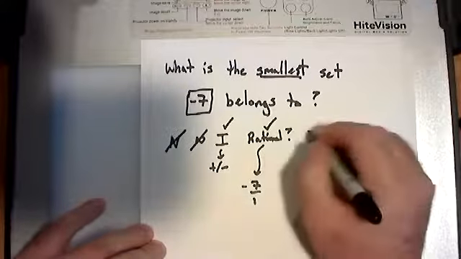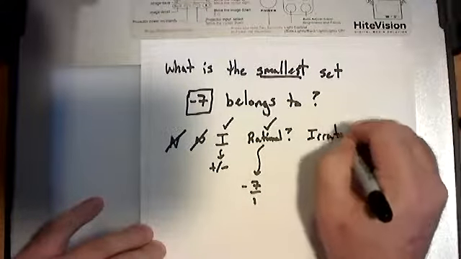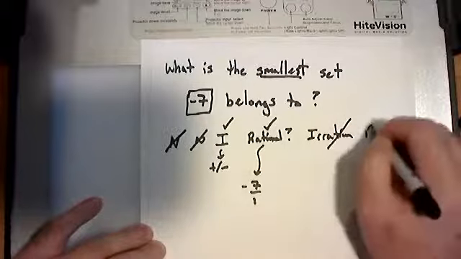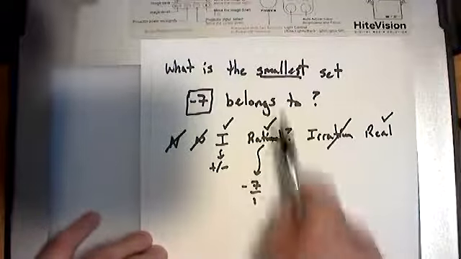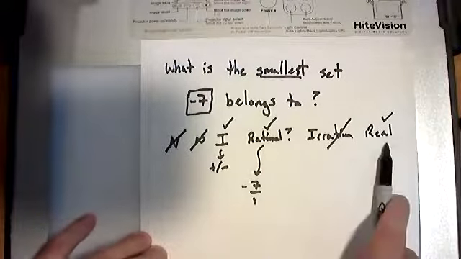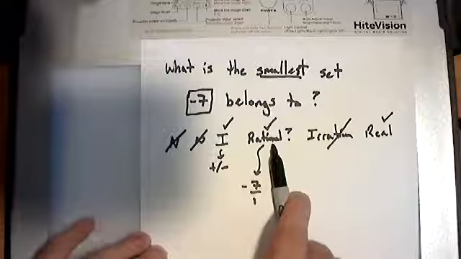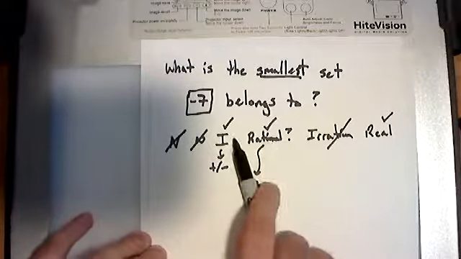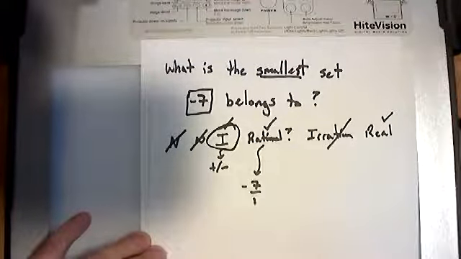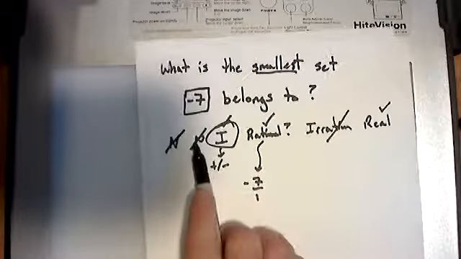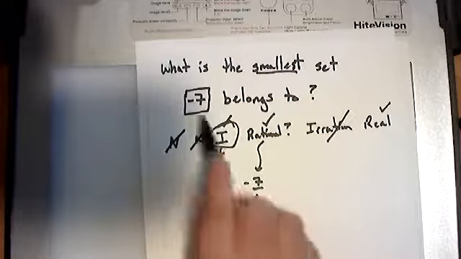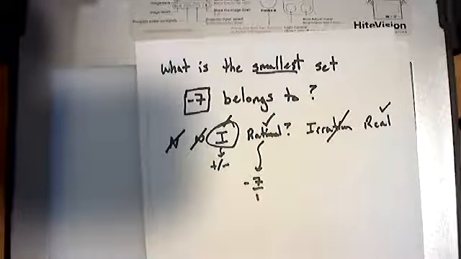If it's rational, it cannot be irrational. So that's out. And is it real? Well, yeah, every number that we're going to talk about in this course is real. So what is the smallest set that it belongs to? The real numbers are the largest set. The rational numbers are the next largest set. The smallest set that this belongs to is the integers. The first set that -7 you find it in is the integers. You don't find it in the natural numbers because it's negative. You don't find it in the whole numbers because it's negative. You find it in the integers because that's where the negatives are. Hopefully that makes some sense, guys.